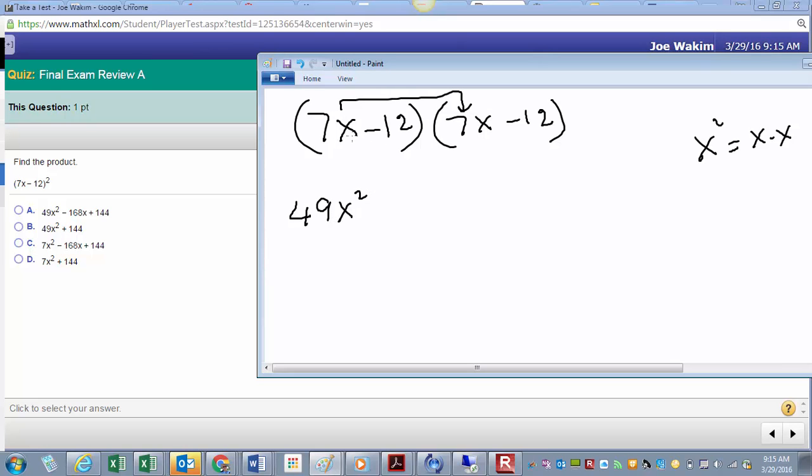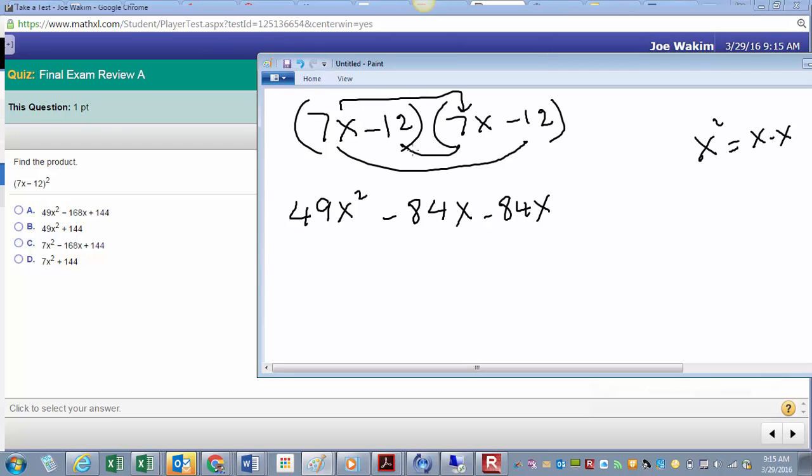Now we're going to do the outer and the inner. The outer, 7 times 12, is 84x. So 7 times 2, 14. That's a 4. 7 times 1, 7, and 1, 8. That's an 8, and then x. So that's going to be minus 84x, and then minus 84x again for this one. And then negative 12 times negative 12 is plus 144.